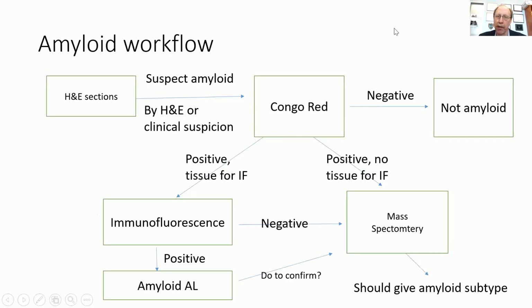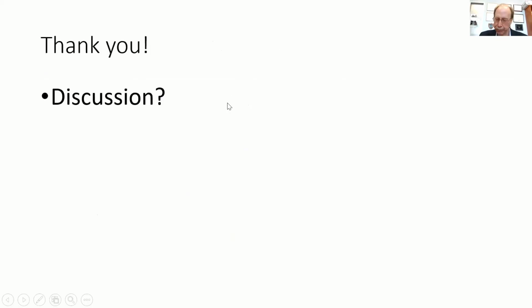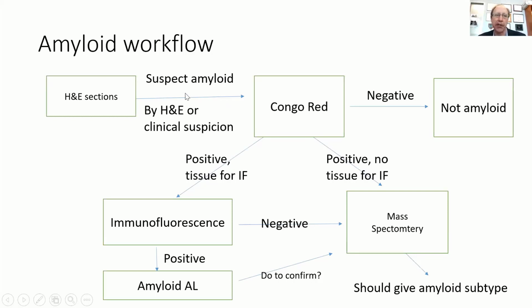So, this would be the workflow that we would use. We get H&E sections. If we suspect amyloid either by H&E or clinical suspicion, we're going to start with a Congo Red. If that's negative, it's probably not amyloid. If it's positive and we have tissue for IF, if it's a kidney or a heart biopsy, we'll perform that immunofluorescence. If that's positive, it's amyloid, AL probably. And then, oftentimes, to be perfectly frank, we still like to confirm this by doing mass spec, and we're going to do it if it's negative. Again, it does raise the question about how useful this really is, but it's another step that we can take.